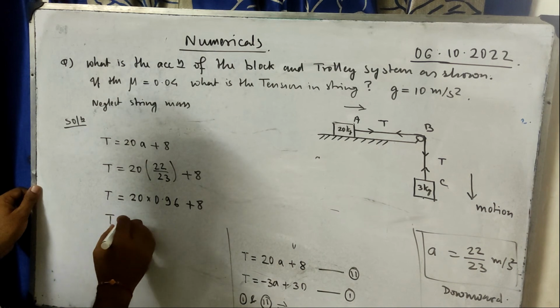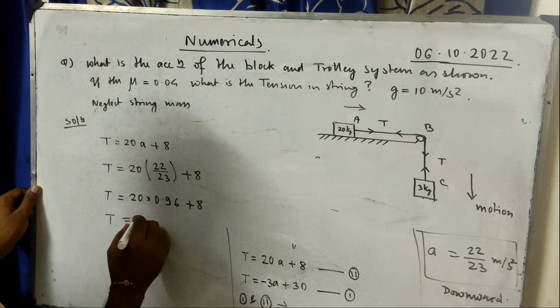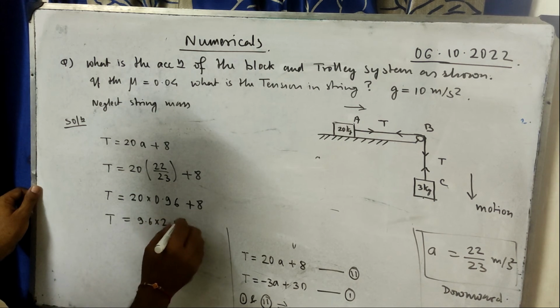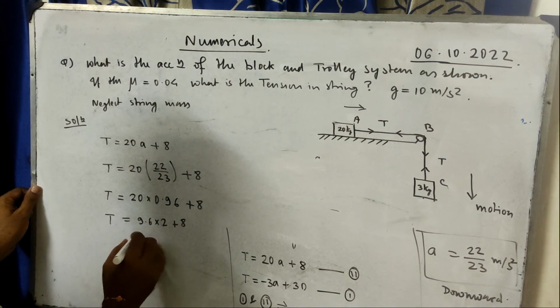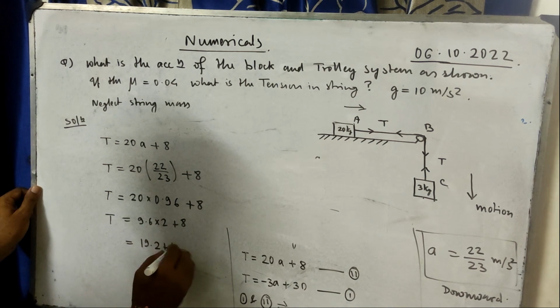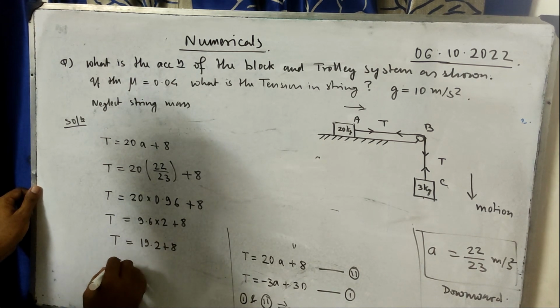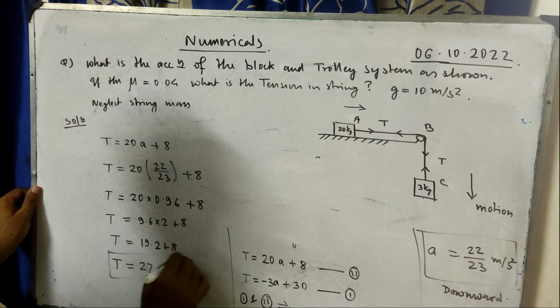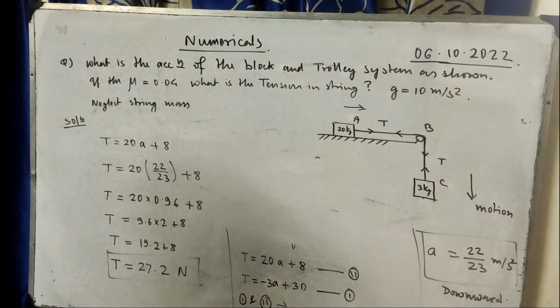So T is equal to 9.6 into 2, plus 8, right? So this gives me 19.2 plus 8. So T is 27.2 Newton. Okay, 27.2 Newton is the answer. Got it?